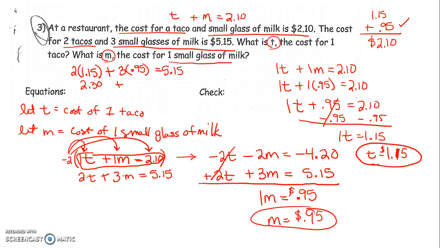And what's 3 times 95? 3 times 95 is $2.85. So it's $2.85 if you're going to buy 3 glasses of milk. We're hoping that total is $5.15. Let's add $2.30 and $2.85. $2.30 plus $2.85. Yay! $5.15.